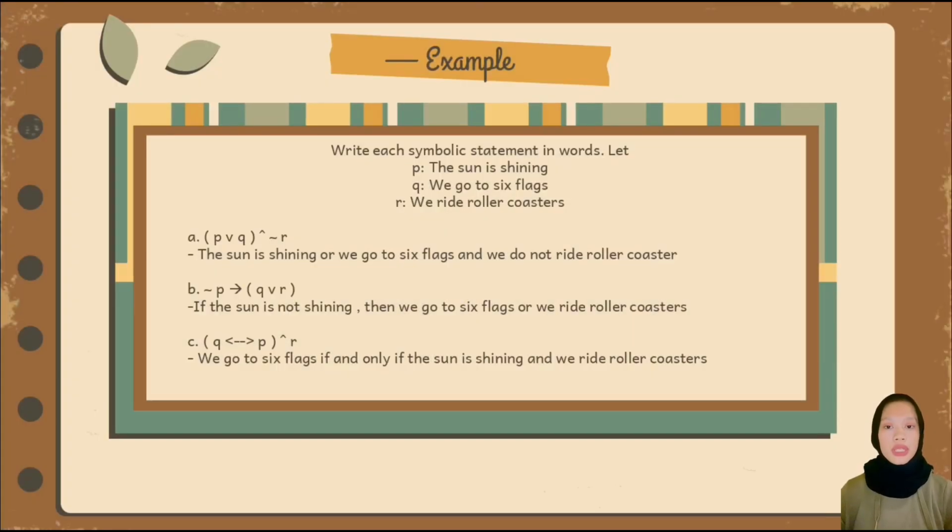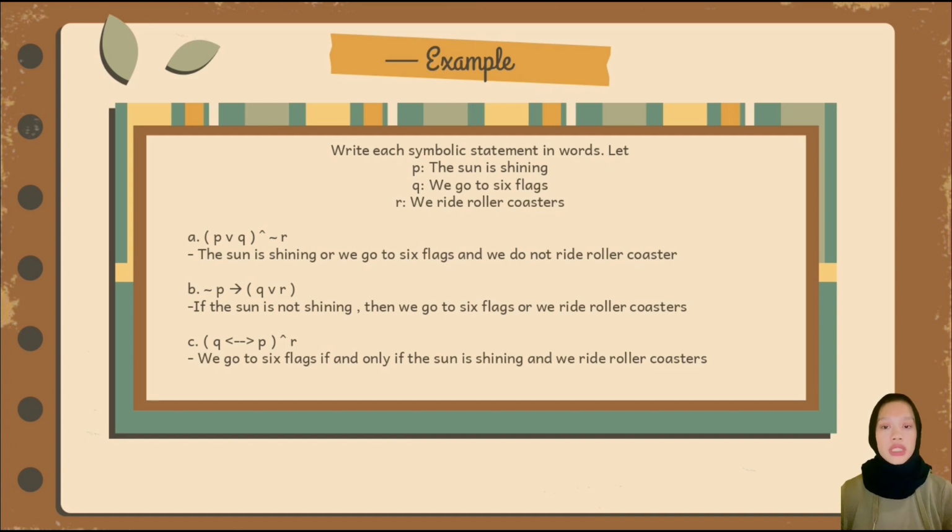Example. Write each symbolic statement in words. Let P be the sun is shining, Q be we go to Six Flags, R be we ride roller coasters. Question A. P disjunction Q, conjunction negation R. The answer is the sun is shining, or we go to Six Flags, and we do not ride roller coasters.